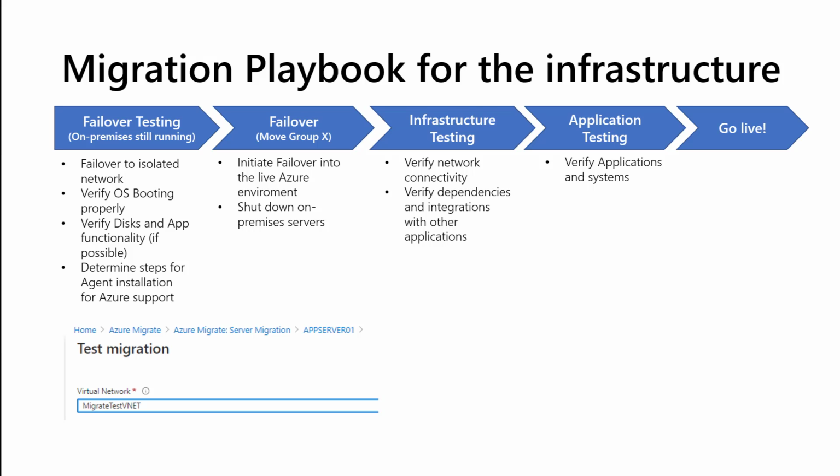So once we've documented the steps, we do the actual failover. We fail over a set of virtual machines as defined within the move group that we have. So we're shutting down the VMs on premises, and we're doing the failover using Azure Migrate into the production virtual network. And then, of course, there are different steps involved to make sure that we test network connectivity, dependencies to other applications, and integrations. Then the application and system owners can go in and verify that the application system is fully functional. And then we go live.